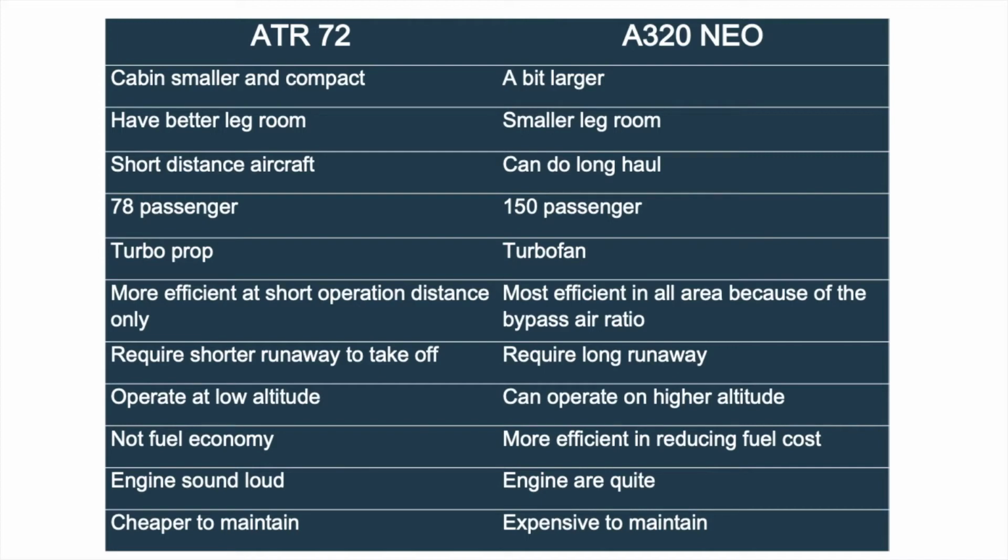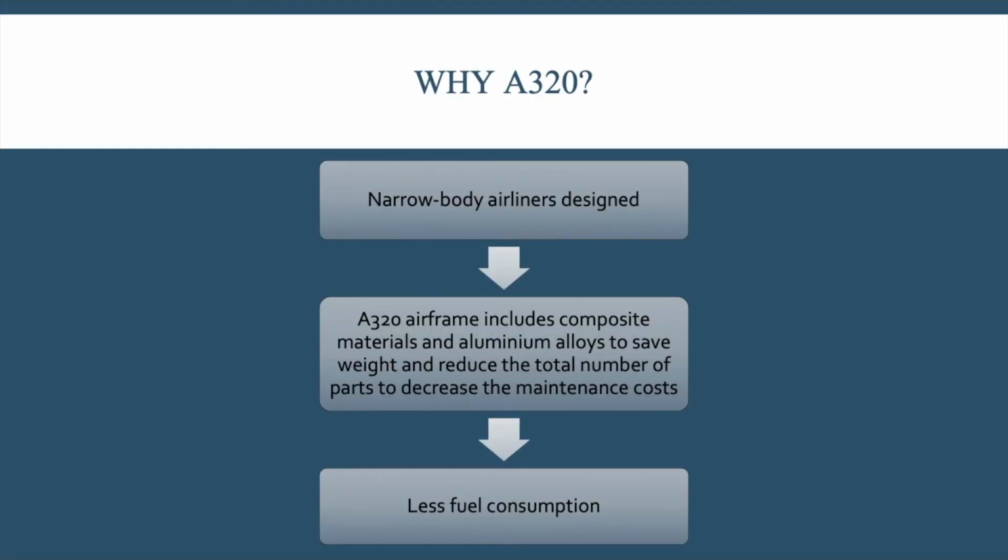Okay, and then we can use the aircraft to fly at high altitude, which affects the fuel consumption, and it could be more efficient than flying at lower altitude. Okay, and then even though the maintenance is cheaper on the ATR 72, the benefits are more on the A320neo. So that's why we choose this aircraft to be our flight.